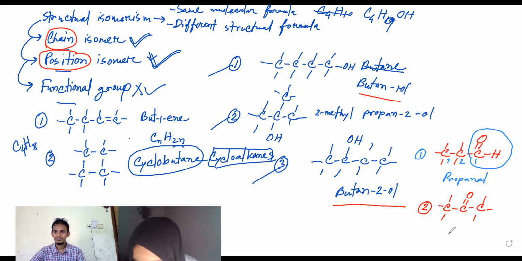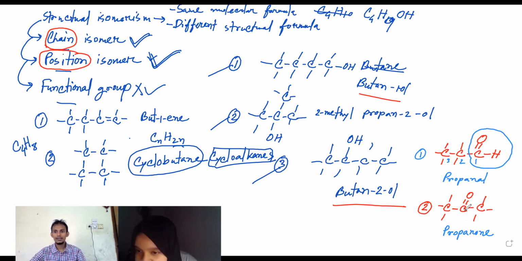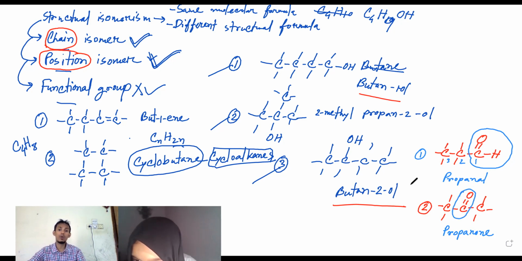Prop 2 no. Okay, this is propanone. The 2 is not required to say. Propan-2-one, you don't need to say the 2, because in propanone the C double bond O functional group will always be in the middle. I'm just giving you one example. You don't need to worry about aldehyde and ketone because it's not in your syllabus in O levels.